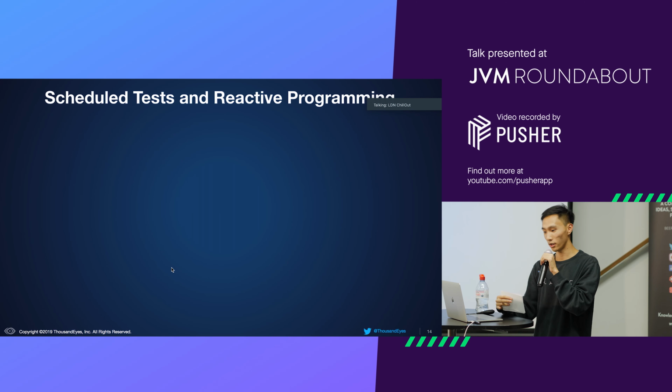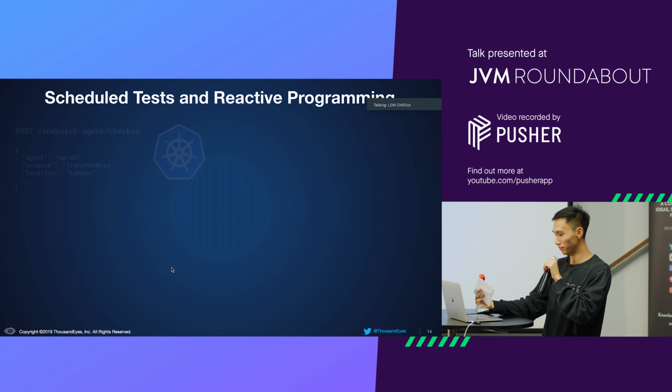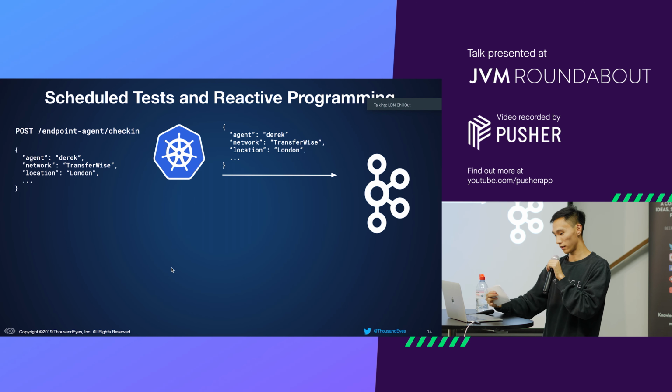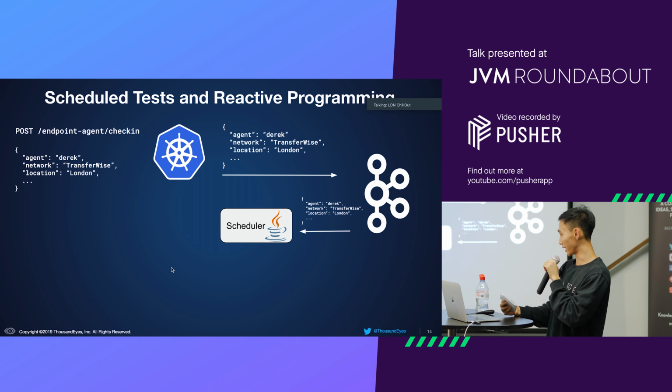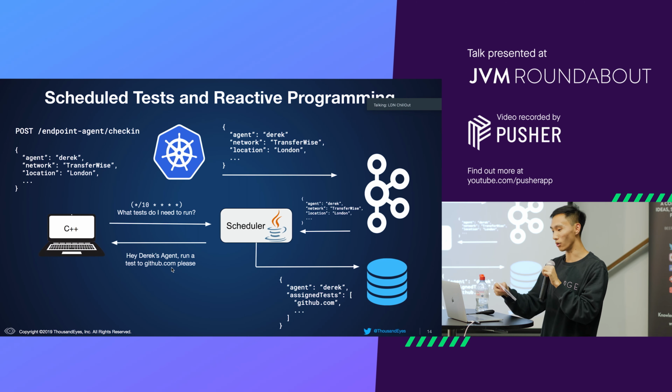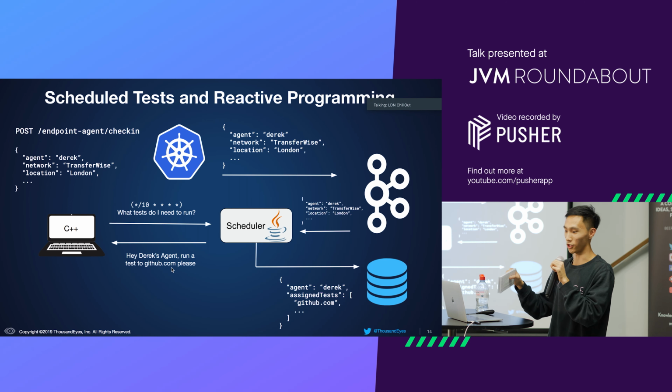Now, from a backend point of view, this is what happens when a check-in happens. We first put the payload into an asynchronous event queue. We then have a microservice, which we call the scheduler, which listens to this asynchronous event queue. It figures out which tests this agent actually needs to run, and then stores this as state somewhere. And then finally, the agent polls the scheduler every 10 minutes for the tests that it needs to run. So every 10 minutes, it pokes the scheduler, hey, what do I need to run? And the scheduler gives it the answer. So that's how it works at the moment.